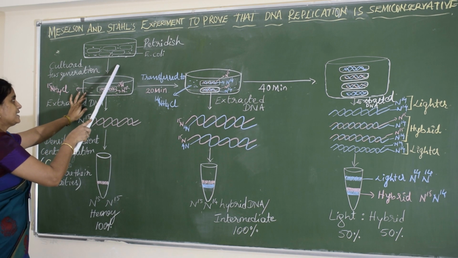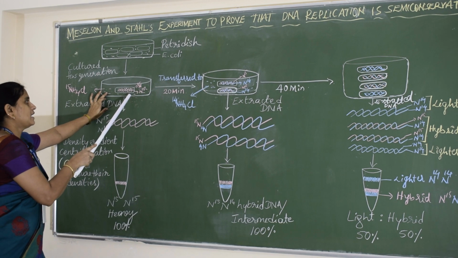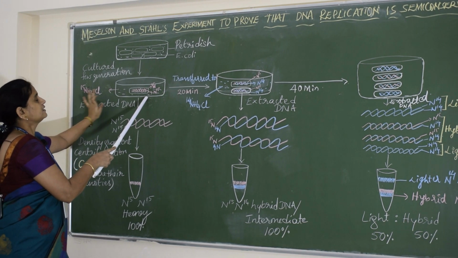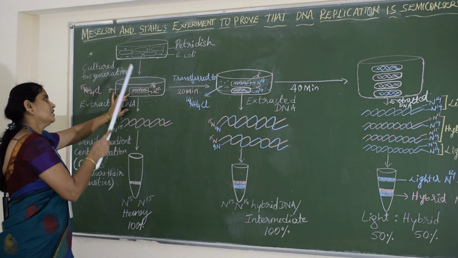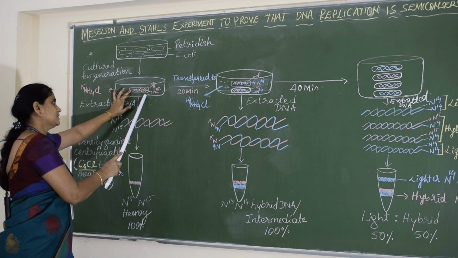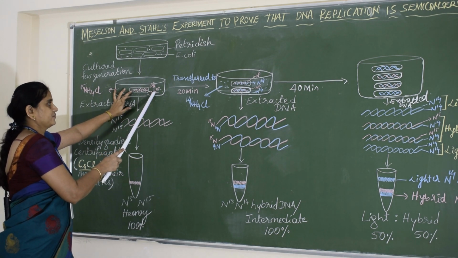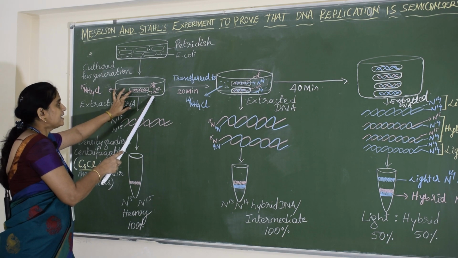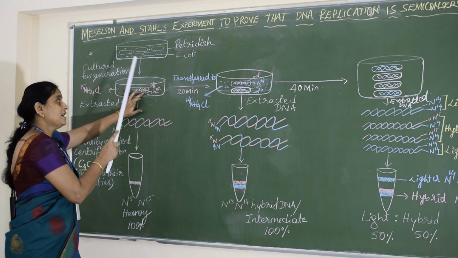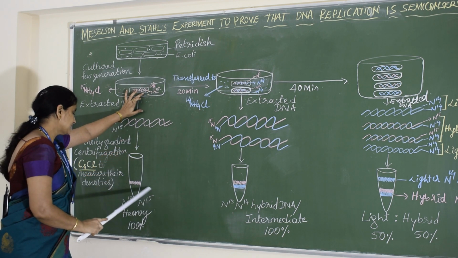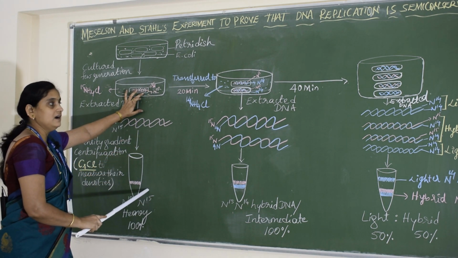So, one example I have taken here. When the bacteria are grown in ammonium chloride where the nitrogen was N15, for many generations those bacteria will take in N15 for their entire DNA. Entire DNA will be incorporated with N15. N15 is a heavy isotope of nitrogen. Hence the DNA, being heavier, settled at the bottom.